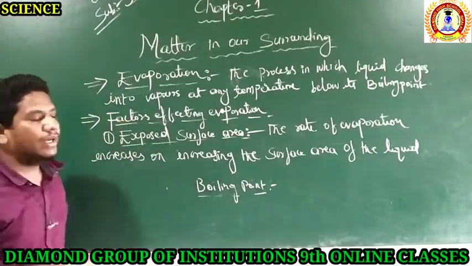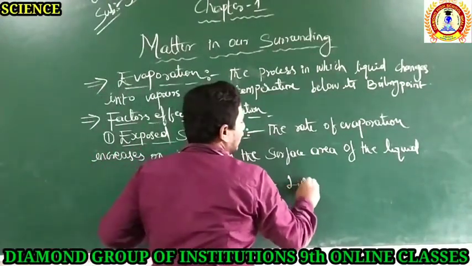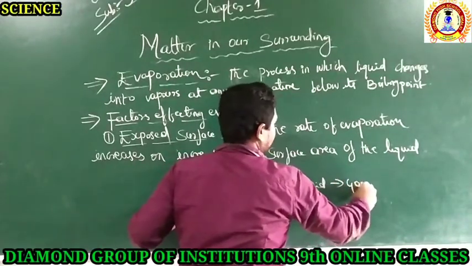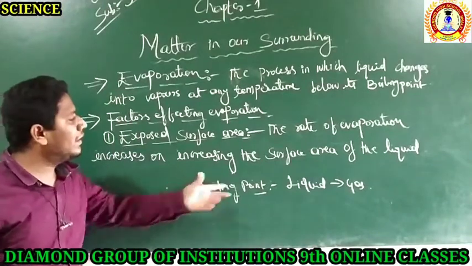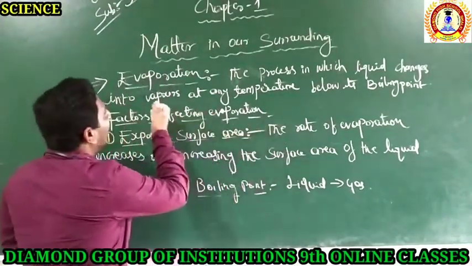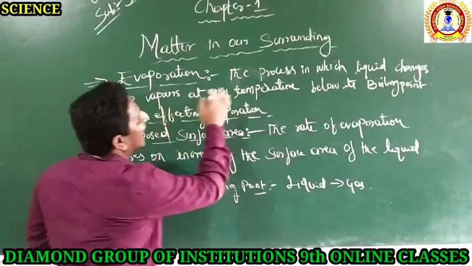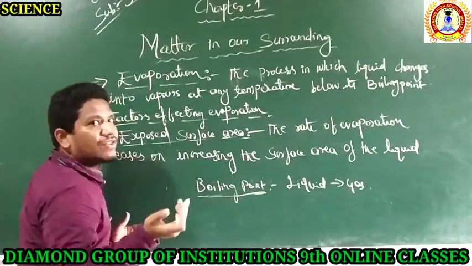What is boiling point? It is the point at which a liquid becomes a gas. That temperature is called the boiling point. But here we are discussing how a liquid changes into vapors at any temperature. We are not talking about the temperature at which the liquid is going to boil.